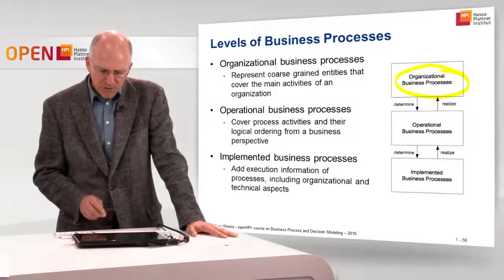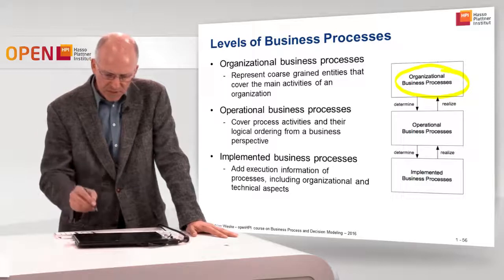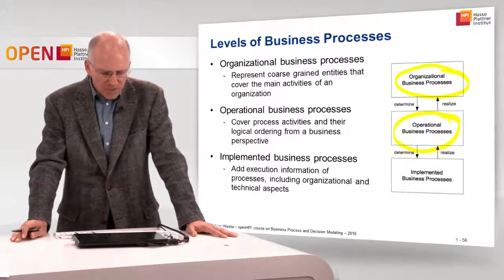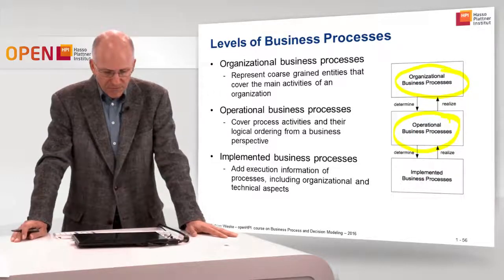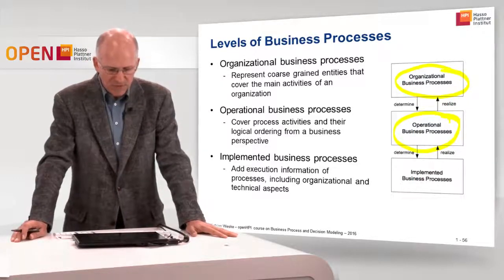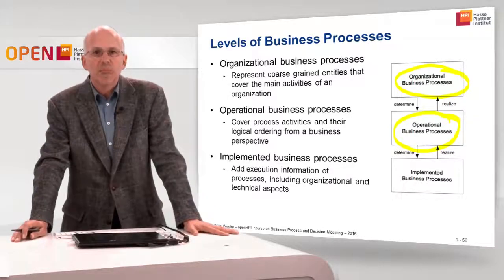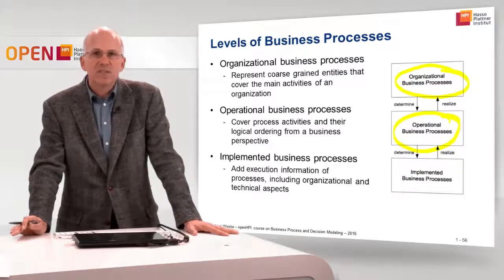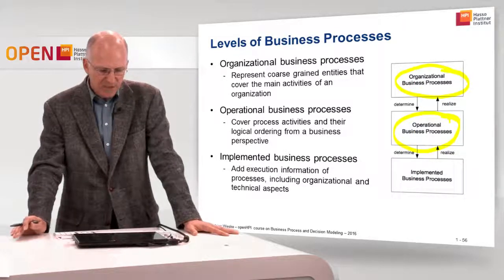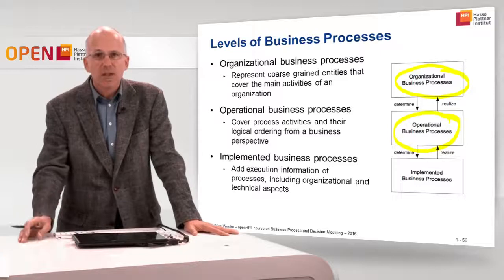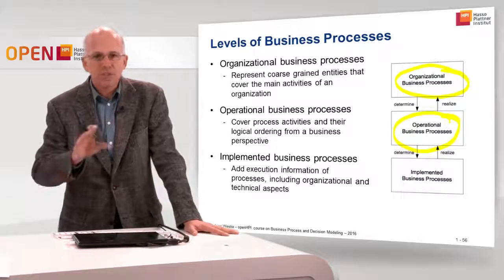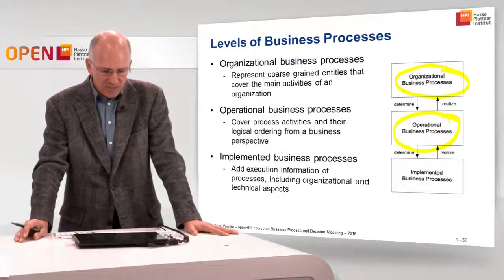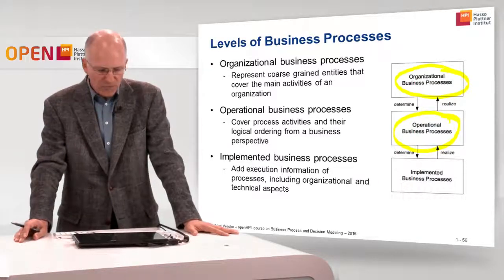These organizational business processes determine the operational business processes on the next level. The operational business processes cover the process activities and their logical ordering from a business perspective, not from a technical perspective. So the process models that we have been looking at so far are on the level of operational business processes: we look at activities, their ordering, the responsibilities, which decisions occur, and so forth.